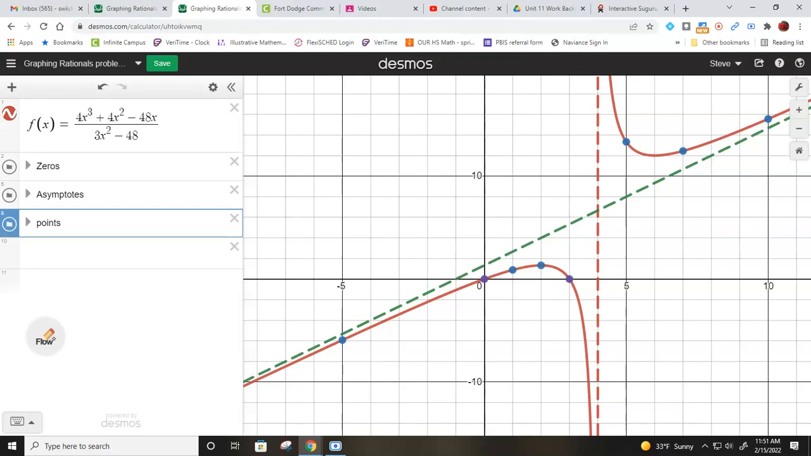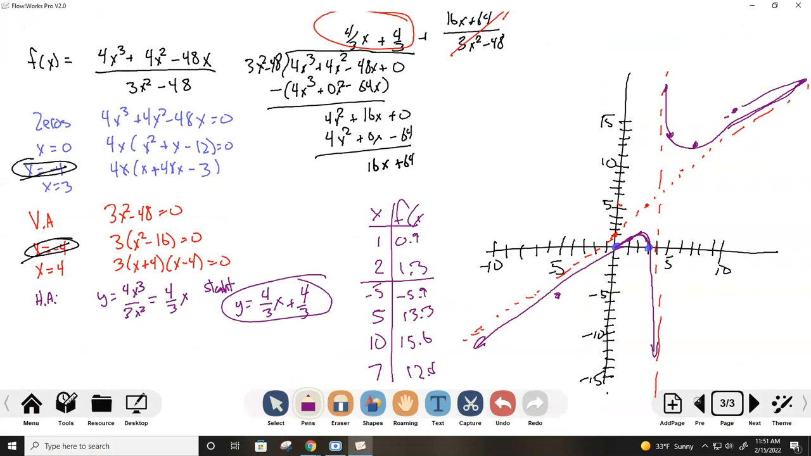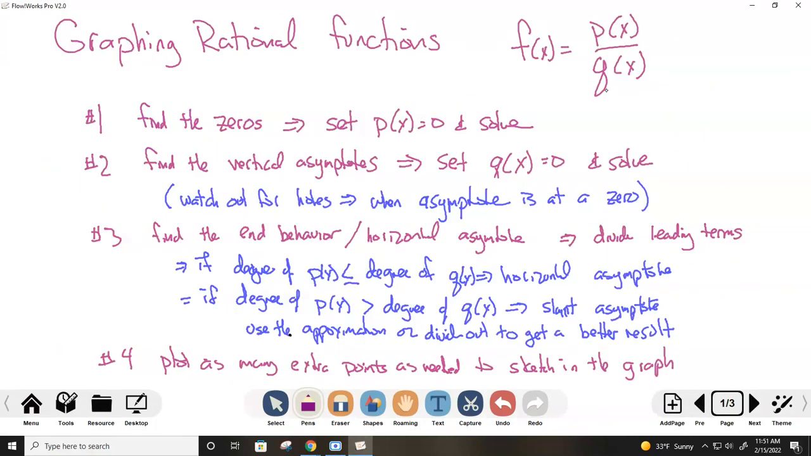So again, to remind you, find the zeros from the numerator. Find the vertical asymptotes from the denominator. Find the end behavior by the ratio of the leading terms. That kind of sets up your framework, and then plot a few more points so you can sketch it in.